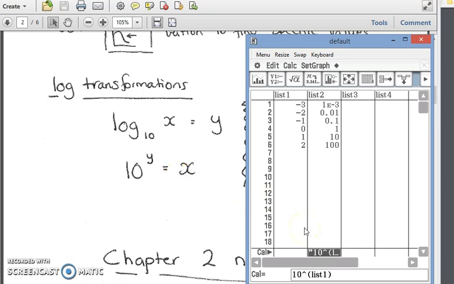So press enter, and it comes up with all these values. This one here is 0.001, and then the rest of them are all in normal decimal, and we've got 1, 10, and 100. So there are the two ways that you can do that log conversion: using the calculator, or just by using this manipulation of the formula.